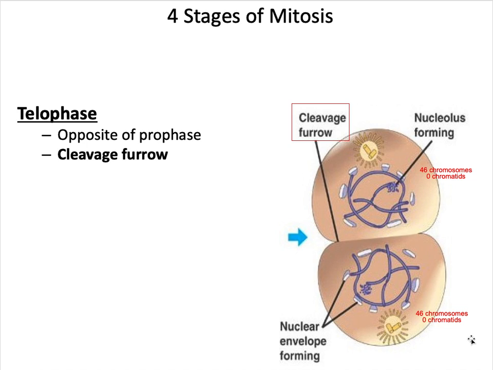The last phase of mitosis is called telophase. And then there's a lot of things going on in telophase, but the one prominent feature of telophase is that you get the formation of what's called a cleavage furrow. So this is a cleavage furrow. And this cleavage furrow is there because it's just pinching off to separate this daughter cell from this daughter cell.